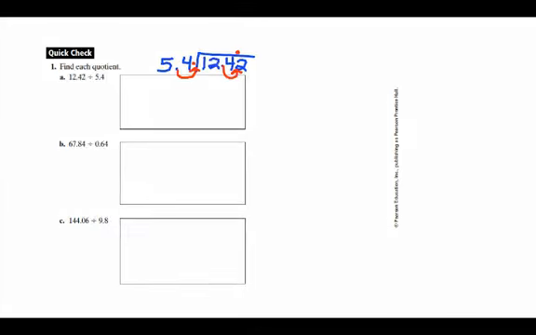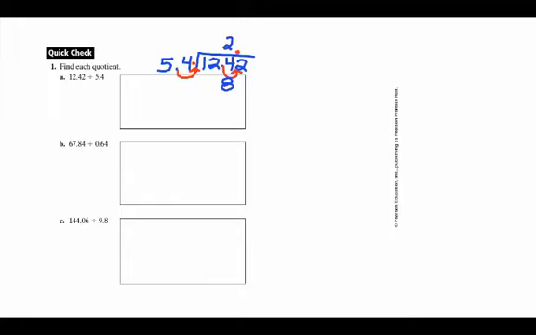So we ask ourselves, does 54 go into 1? No, it doesn't. Can 54 go into 12? No, it can't. Can 54 go into 124? Yes, it can. You have to figure out how many times. 54 can go into 124 2 times.